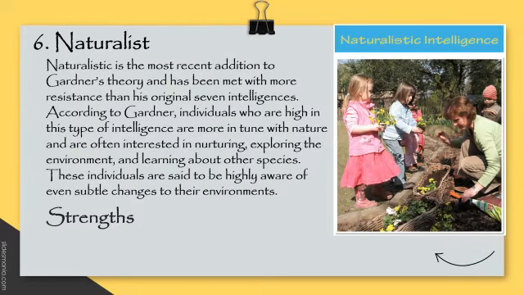Another intelligence mentioned in Gardner's theory is the naturalist. Naturalistic is the most recent addition to Gardner's theory and has been met with more resistance than his original seven intelligences. According to Gardner, individuals who are high in this type of intelligence are more in tune with nature and are often interested in nurturing, exploring the environment, and learning about other species. These individuals are said to be highly aware of even subtle changes to their environments.